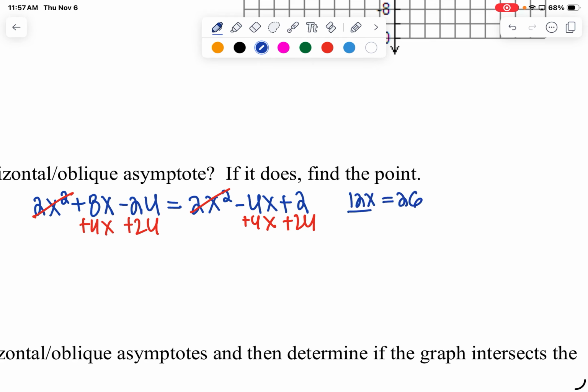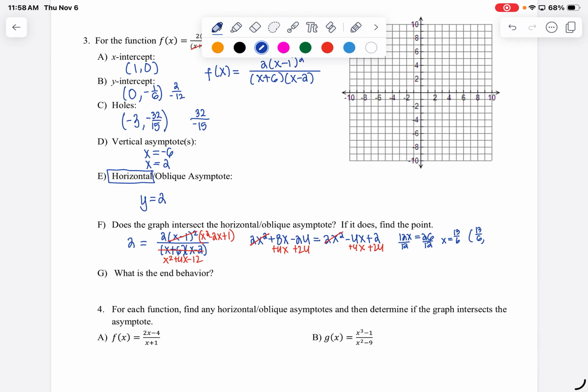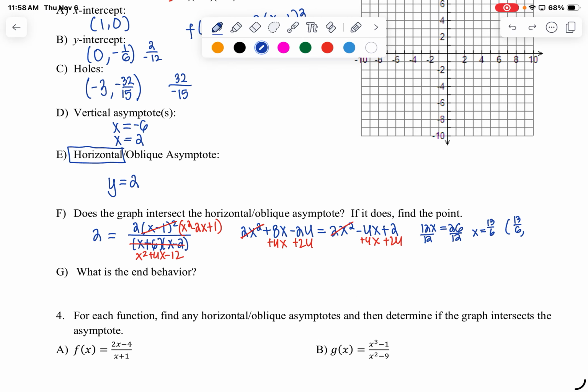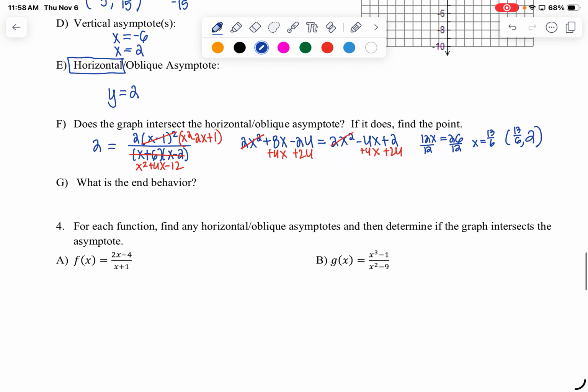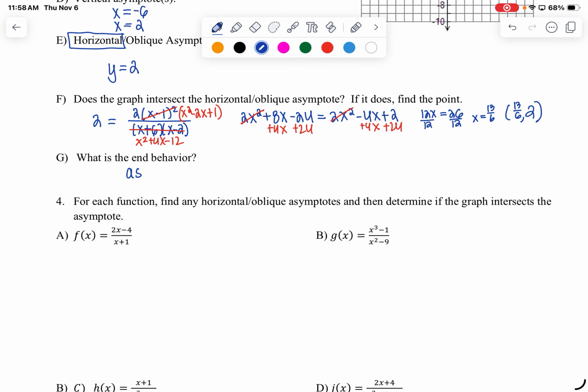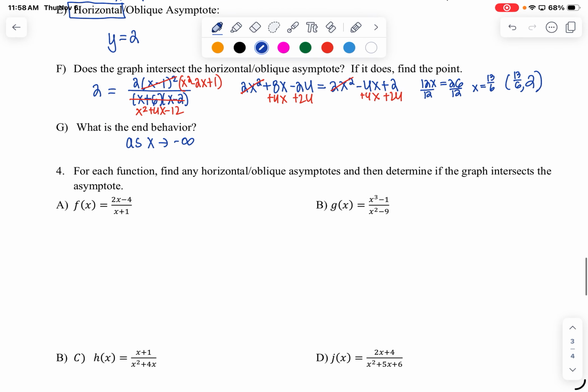So there is a crossing because there's an x remaining in the equation. Divide by 12. I get x is equal to 13/6. So where it crosses, (13/6, and then the y value, I'm just going to use y equals 2. So (13/6, 2) is where it crosses. I can do my end behavior right now because there's a horizontal asymptote. So as x approaches negative infinity, f of x approaches 2. As x approaches positive infinity, f of x approaches 2.